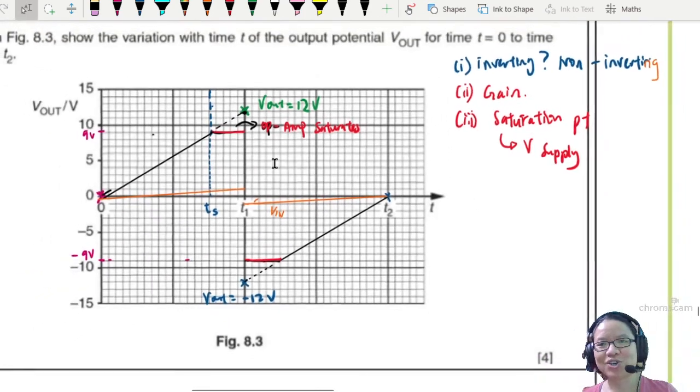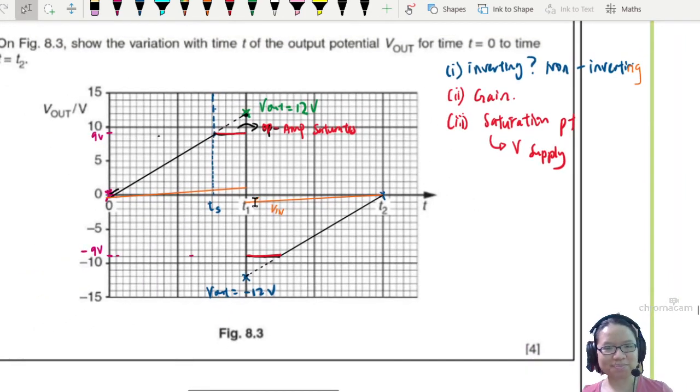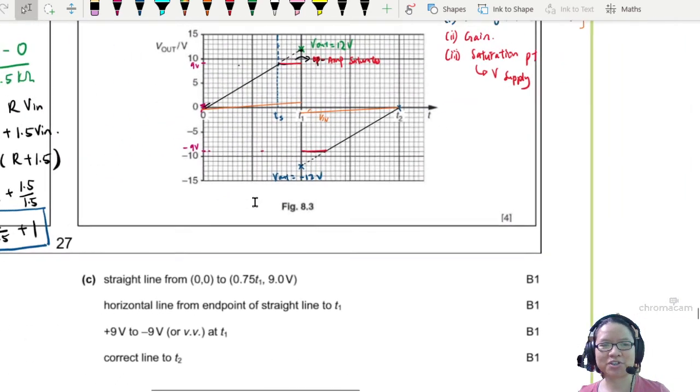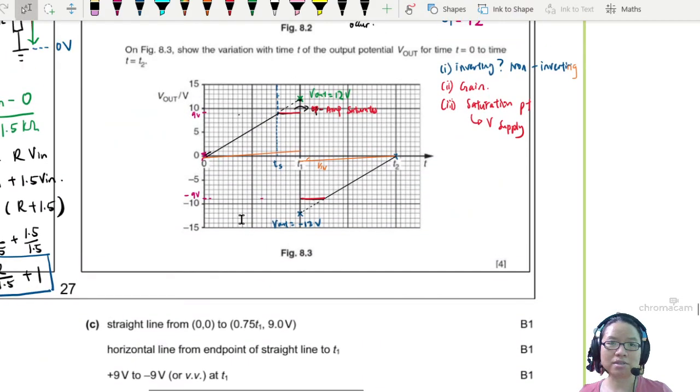Okay, so that's all for this one. So lots of operational amplifiers in your life. If you're wondering where the marks are, if you draw a straight line from 0, 0 to the gain to 9 volt, this straight line is 1 mark. You draw a horizontal line like this, that is the second mark.